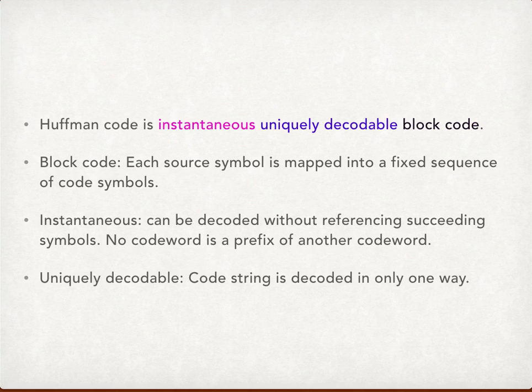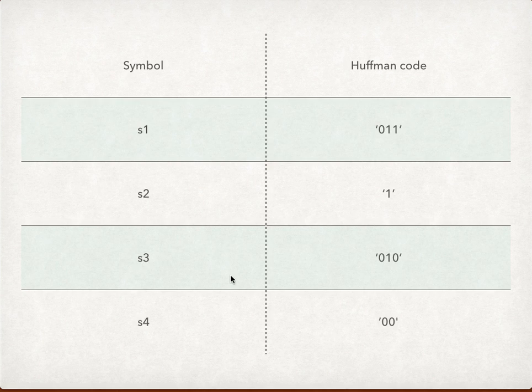Why this is called an instantaneous uniquely decodable code is that no code word is a prefix of another code word. See here, this is your 1. 1 is not a prefix of any other code. 011 is not a prefix of any other code word. There is no ambiguity when you are decoding.